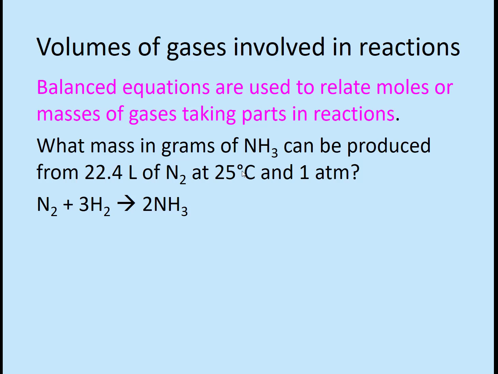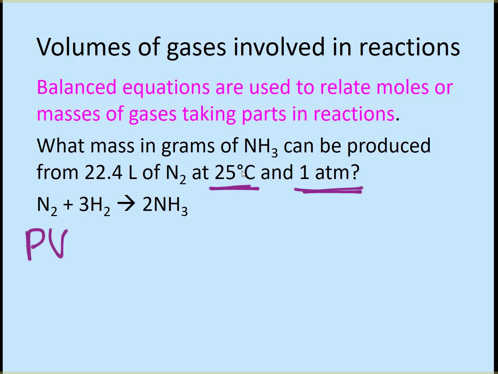So just because we've moved over to ideal gas law problems, it doesn't mean that we can't also have a balanced equation where we use the molar ratio. So let's look at this. It says, what mass in grams of ammonia can be produced from 22.4 liters of nitrogen at 25 degrees Celsius and 1 atmosphere. This is standard pressure, but this is not standard temperature. So we need to use PV = nRT for this.